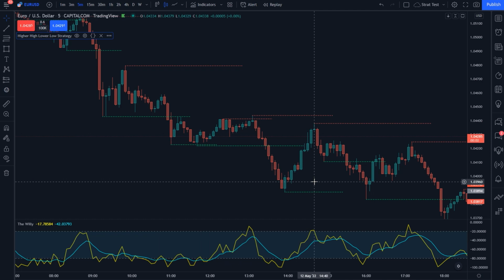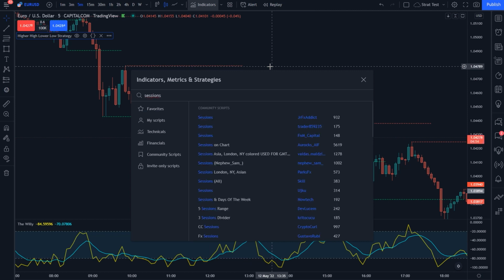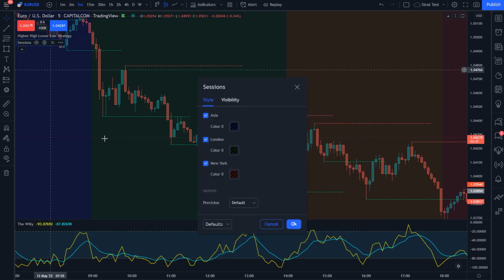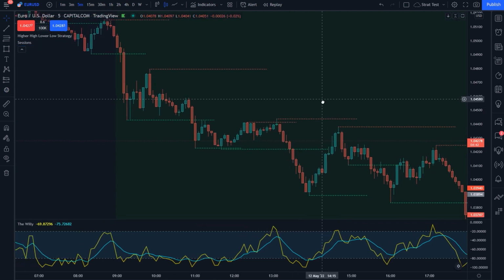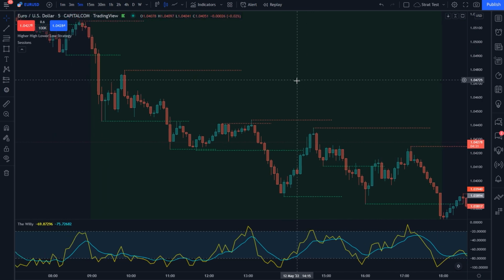I traded EURUSD, which can be done pretty well in the London session, so I enabled the session indicator, this one here, and then I just enabled the London session, which is the green overlay. Okay, in this strategy we want to see a trend. We want to see higher highs and higher lows, or vice versa, not a range. And here we have a downtrend, lower lows and lower highs, and then we want to see a break of a low, which happens here.